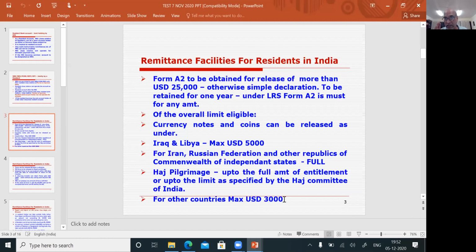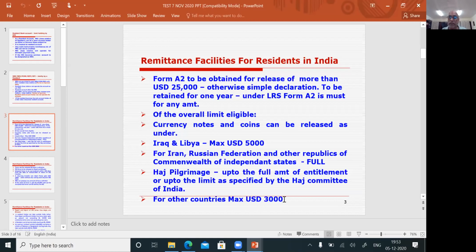So what I am telling is, when you are releasing forex, what are the things you should see? You should get form A2 if the amount is above 25,000 US dollars. This form A2 is to be retained with you for 1 year. If the release of forex is under LRS, irrespective of the amount, form A2 is to be obtained.